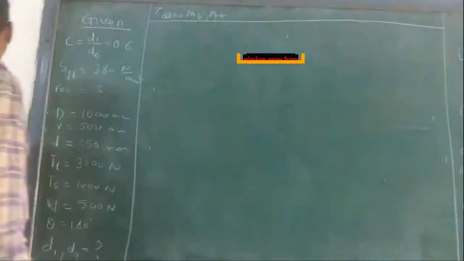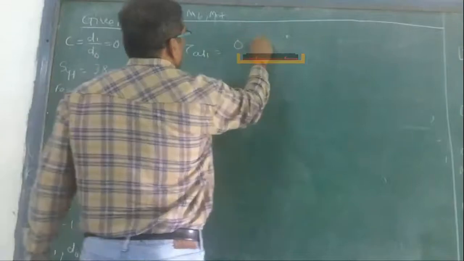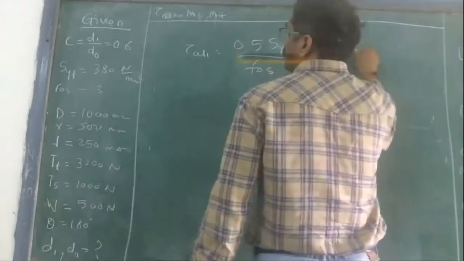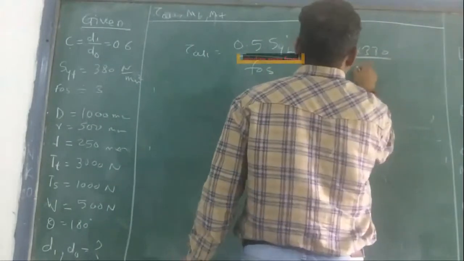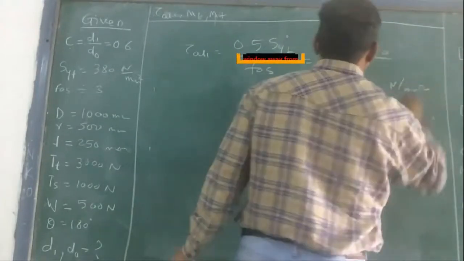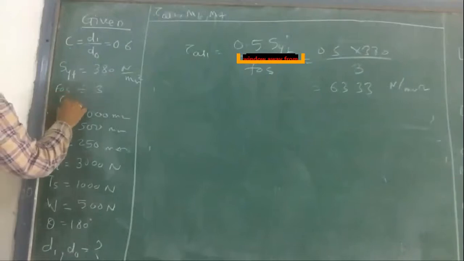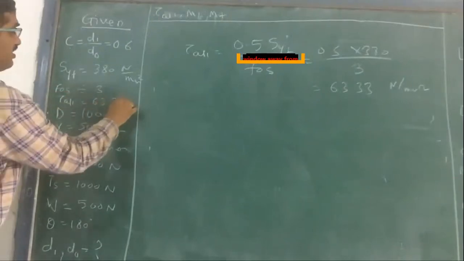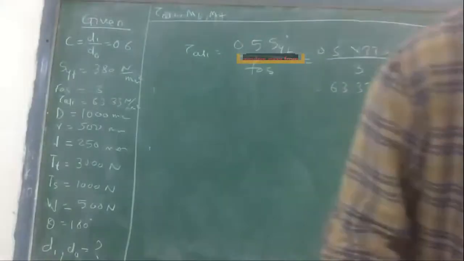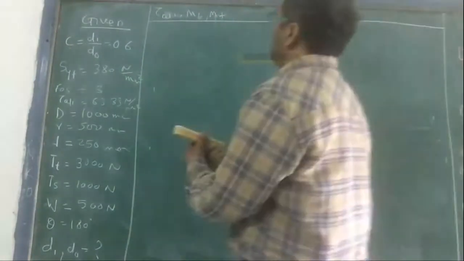How will we do that? First, find the allowable shear stress. Tau allowable is 0.5 Syt divided by the factor of safety. If I calculate that, 0.5 into 380 gives 190, divided by the factor 3. So this comes to 63.33 Newton per mm square. Let me just verify. So tau allowable is 63.33. Now we know the allowable shear stress, and this first part is done.